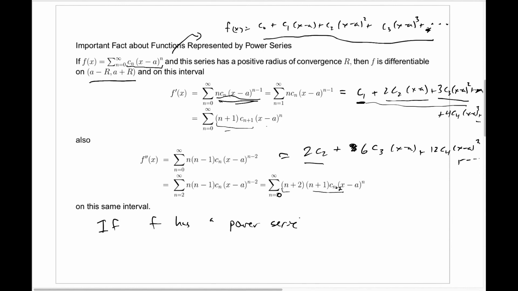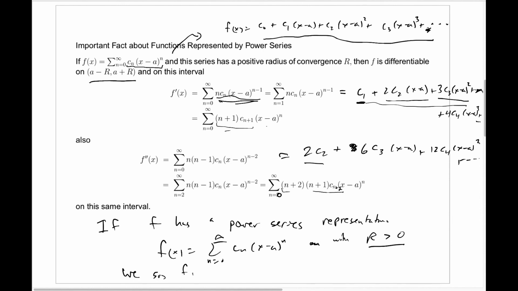So if f has a power series representation, say centered at a, f of x is the sum of c sub n, x minus a to the n, n equals 0 to infinity, with a radius of convergence r, which is positive. We certainly won't call a function analytic if the radius of convergence is 0. Then it's only defined at one point, then it's a nasty, useless function. But if it has a positive radius of convergence and a power series representation, we say f is analytic.